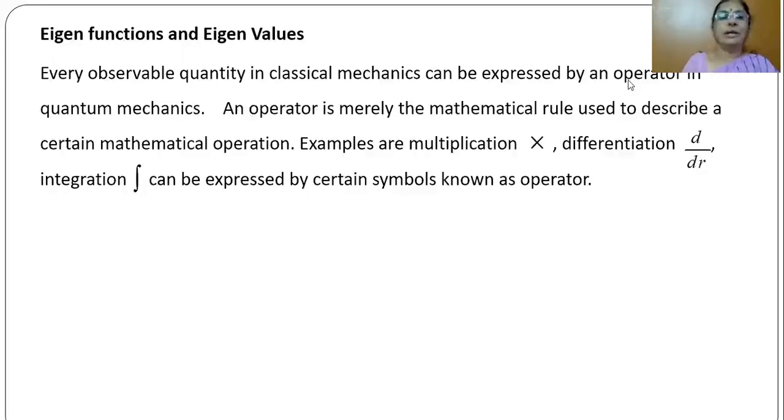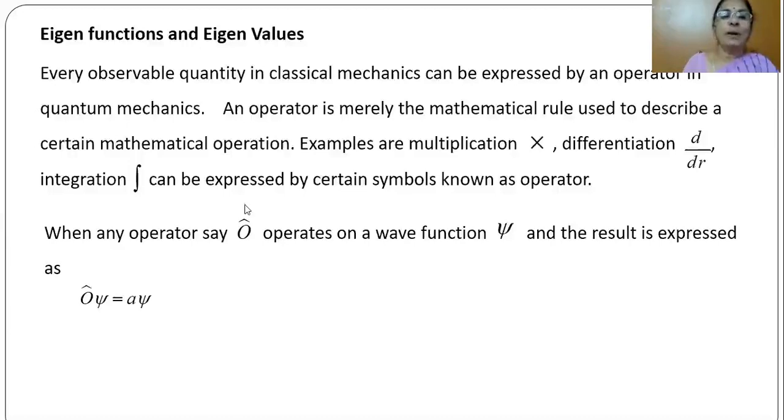Every observable quantity in classical mechanics can be expressed by an operator in quantum mechanics. One of the postulates of quantum mechanics stated this condition: every observable quantity in classical mechanics should be accompanied by an operator. Now, you may wonder, what is an operator? An operator is merely the mathematical rule used to describe a certain mathematical operation. Examples are multiplication, differentiation, and integration. All these mathematical operations can be expressed by certain symbols known as operator. So operators are some symbols representing some mathematical operation.